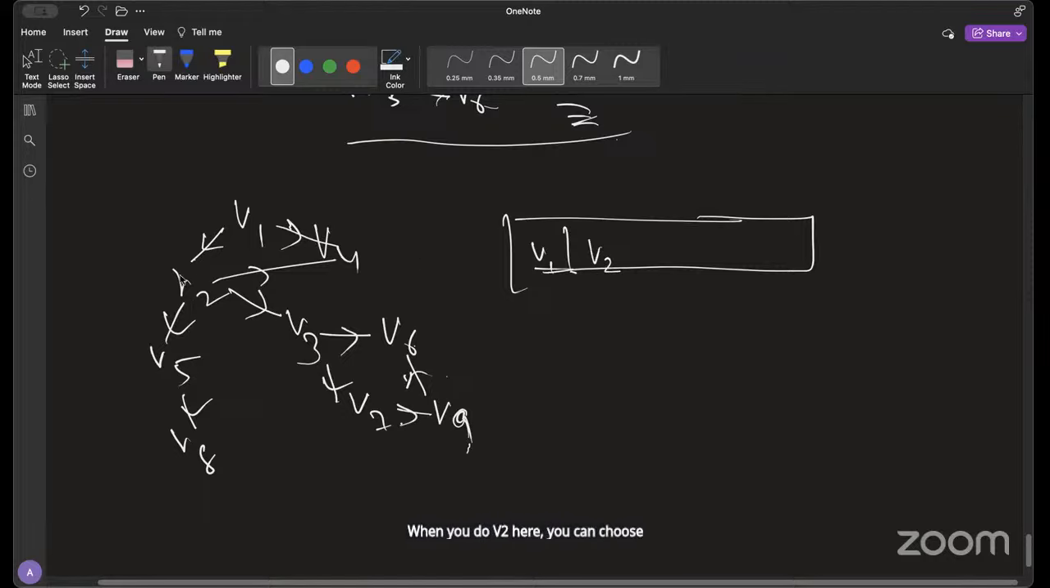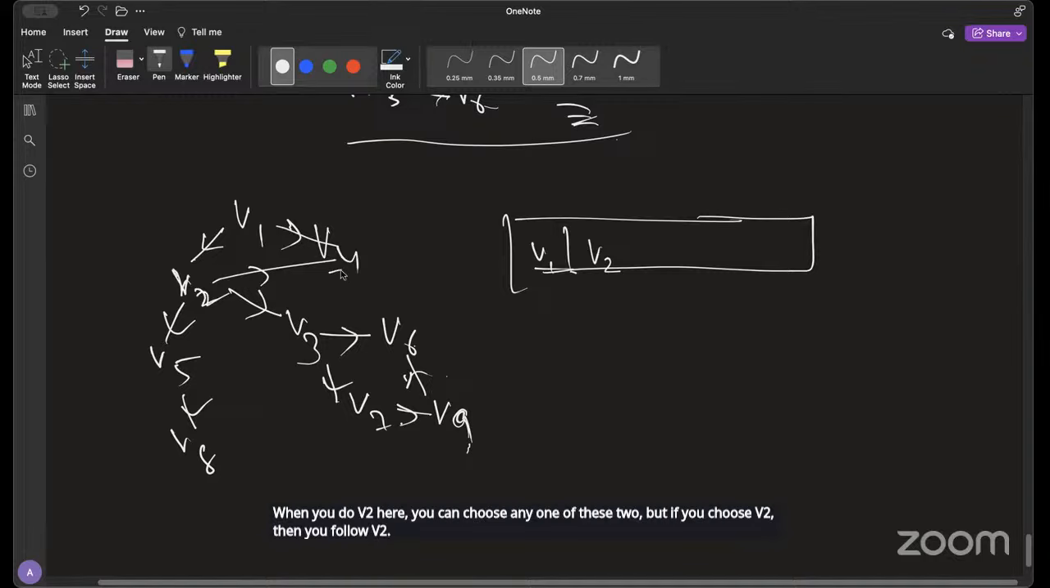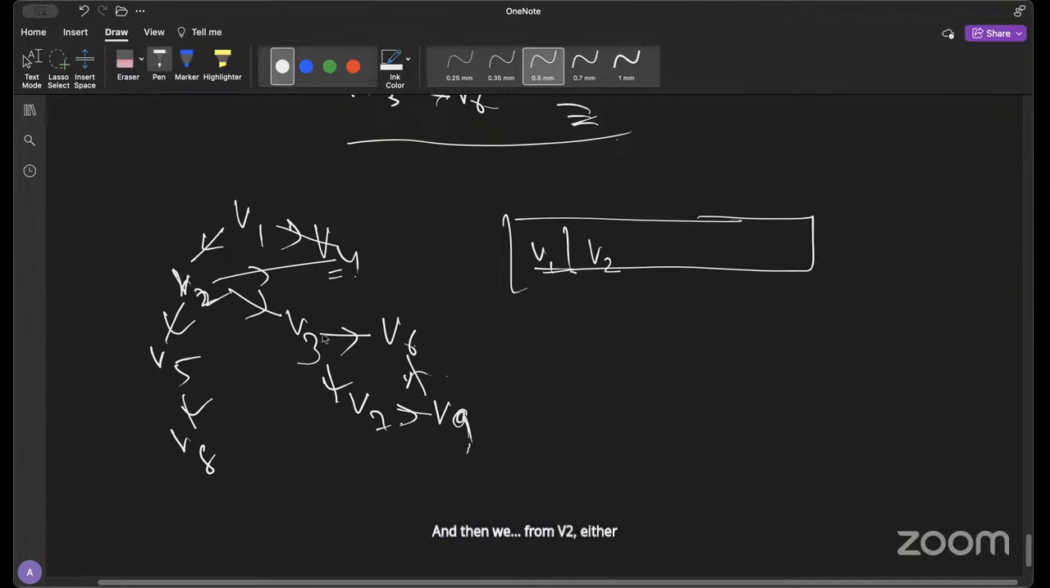You can choose any one of these two, but if you choose V2, then you follow V2. You forget V4. And then from V2, either you go to V5 or V3. So we again choose randomly one. Let's say we go to V3 first. And then there are two connected to it. Let's say I'm choosing to go to V6. And then I can't go any further from V6 because V6 is done now.